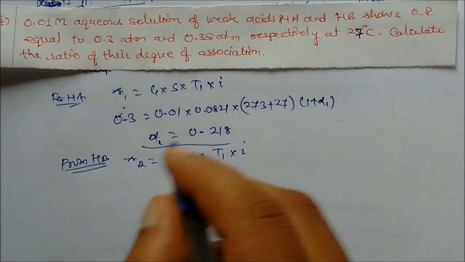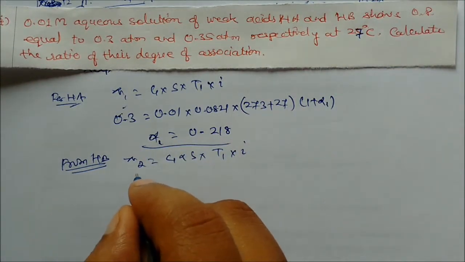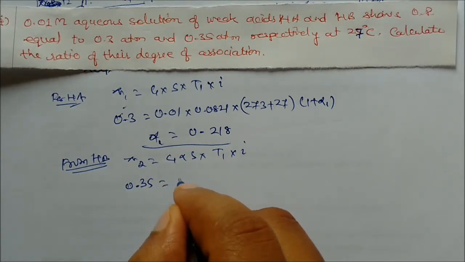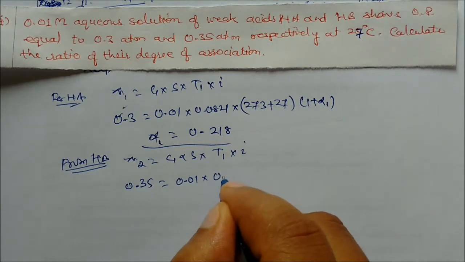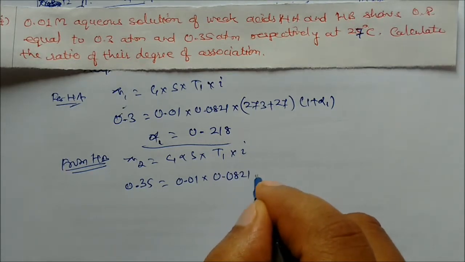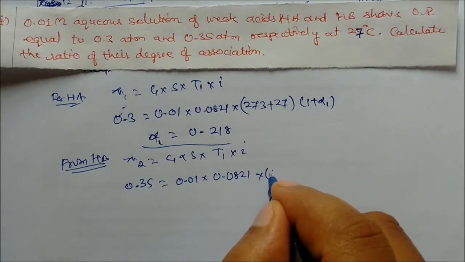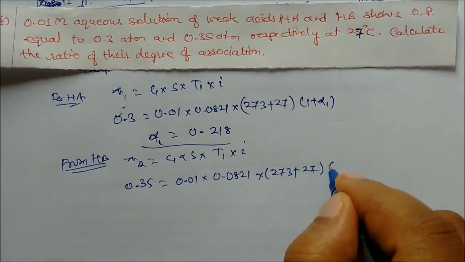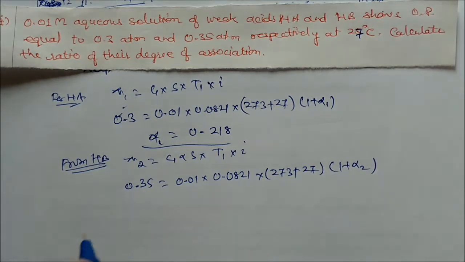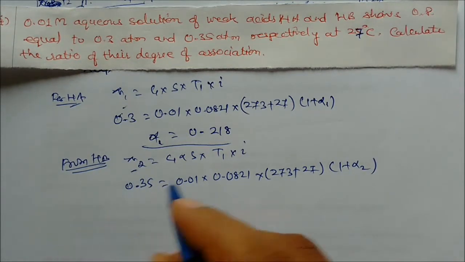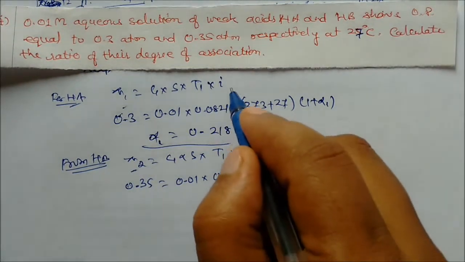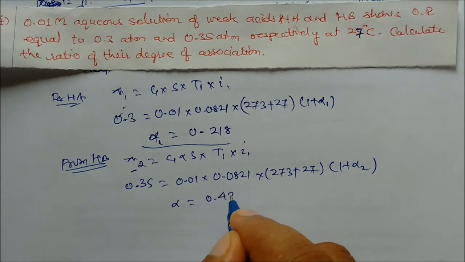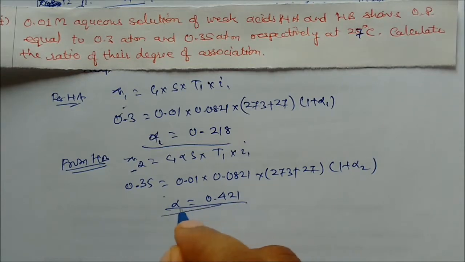Here pi is given as 0.35, the concentration is the same 0.1, R is 0.0821, and the temperature is 273 plus 27. But here it is 1 plus alpha 2, because pi is changing, so this will also change. On solving we get alpha equal to 0.421. So this is alpha 2.